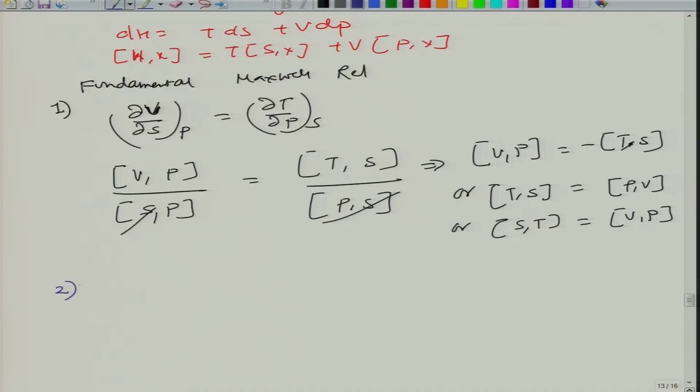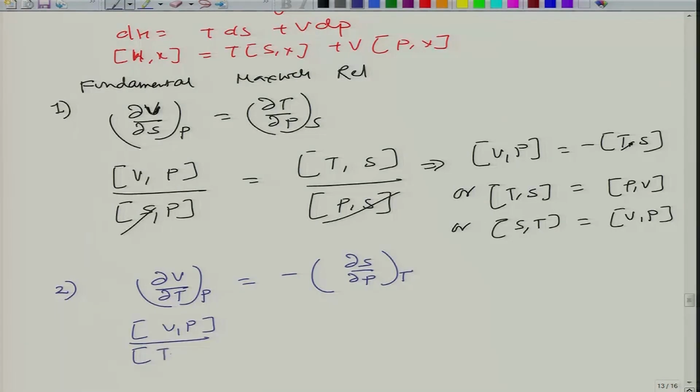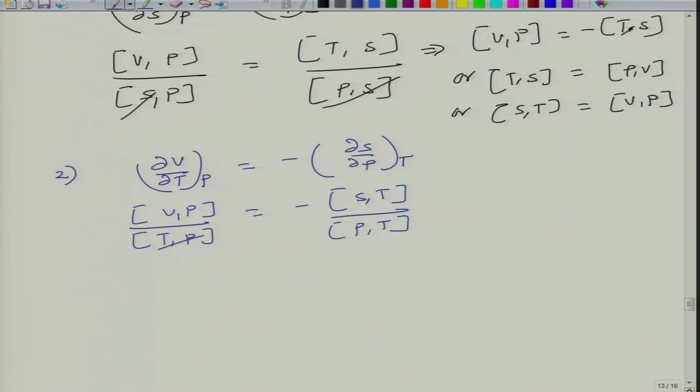Let us look at the second one, (∂V/∂T) at constant P is equal to minus (∂S/∂P) at constant T. So, this is going to be ∂(V,P) over ∂(T,P). Again you can cancel out this, and with this you can get rid of this negative sign also. So, what you have is ∂(V,P) is ∂(S,T), the same expression we obtained.